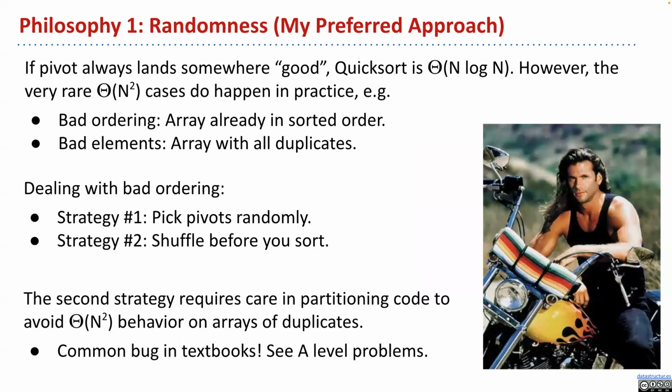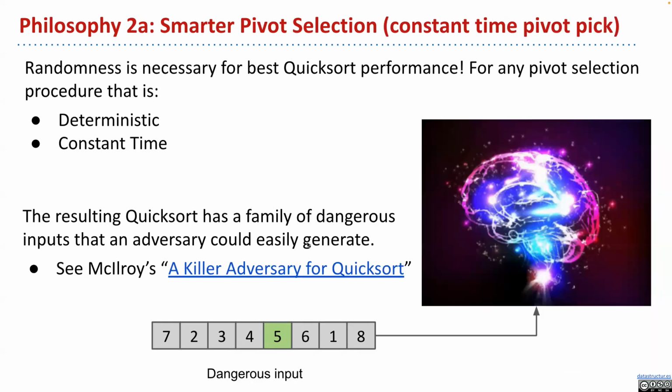Now, is this a serious security vulnerability? I mean, maybe, maybe not. But it's interesting that it lurks in any quicksort which is deterministic and constant time. You run into some trouble.